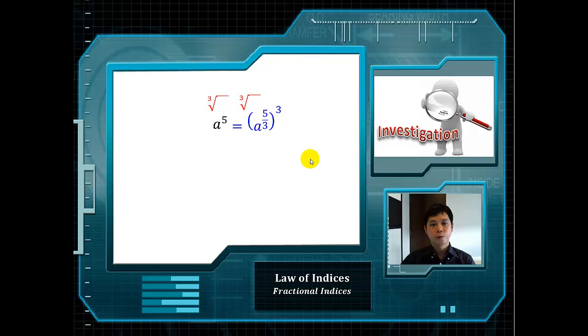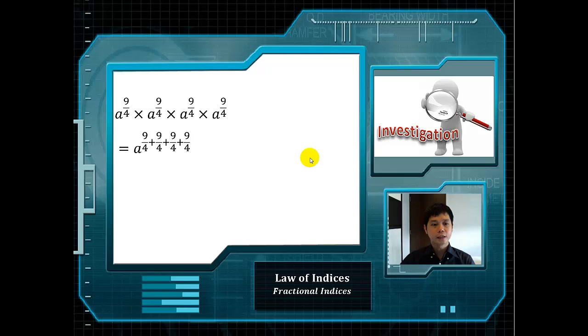Finally, having a cube root on both sides, and hence, the cube root of a to the power of 5 is equal to a to the power of 5 over 3. Now, we will take a look at one last example using a to the power of 9 over 4.